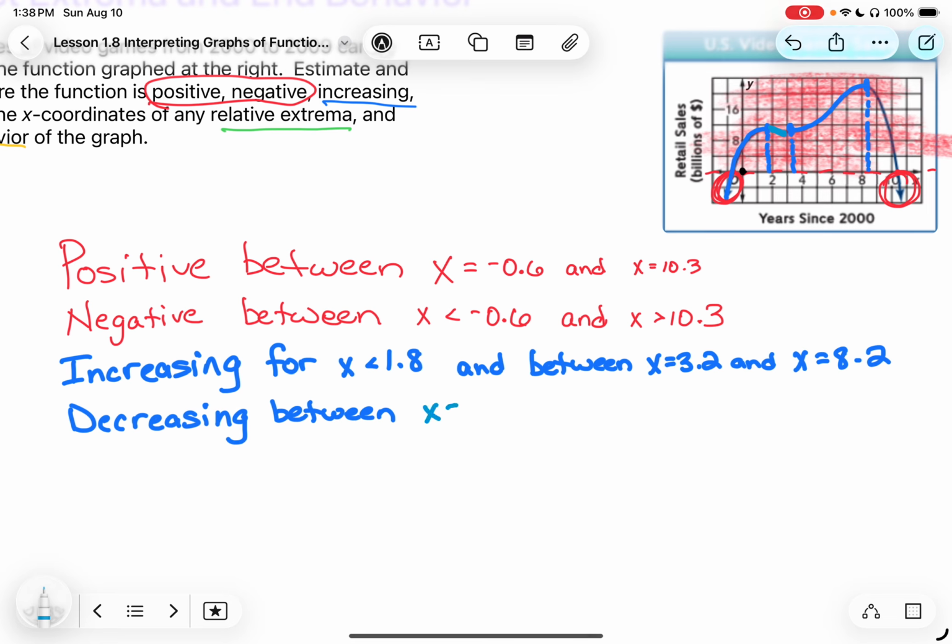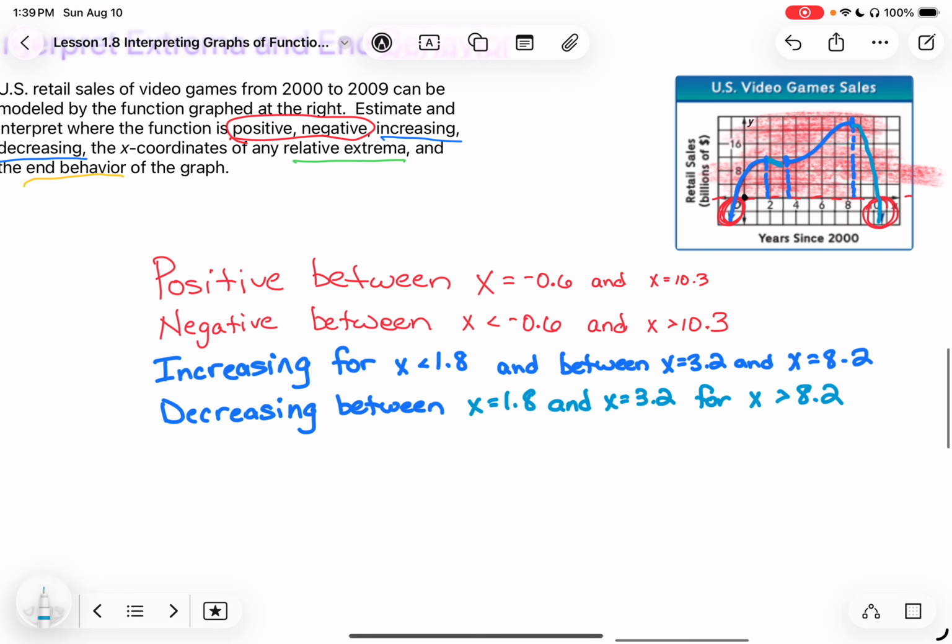So between 1.8 and 3.2, those were the numbers we used for those cutoff points. And it's also decreasing right here, which is from 8.2 on. So we'll say and for x is greater than 8.2. And those are spots where it's decreasing. Cool. Okay, so let's talk about relative extrema.